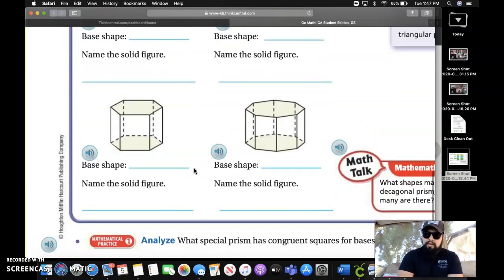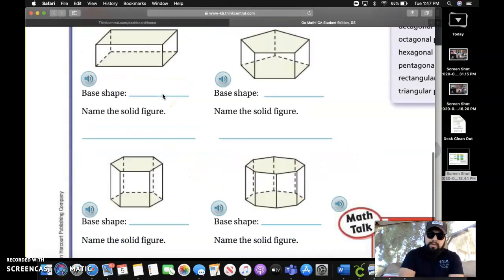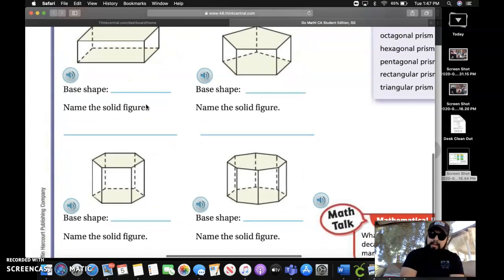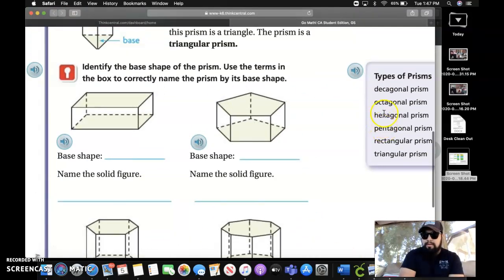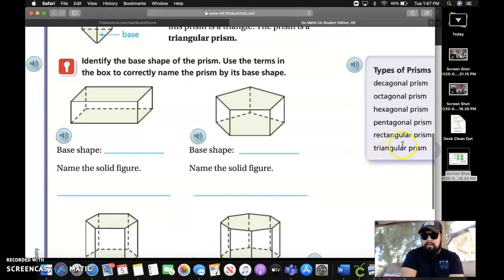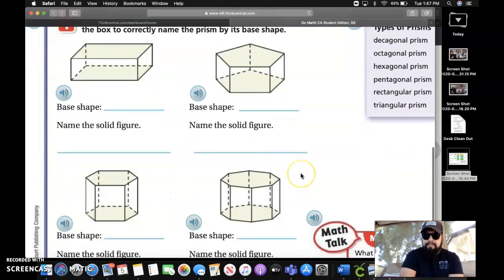Okay. The tricky thing was remembering the last part of the word, because we know that's a pentagon, we know that's a rectangle, but when we name it, and you can see up here, pentagonal prism, we add that last part, the AL, okay, or for rectangle, AR, okay.